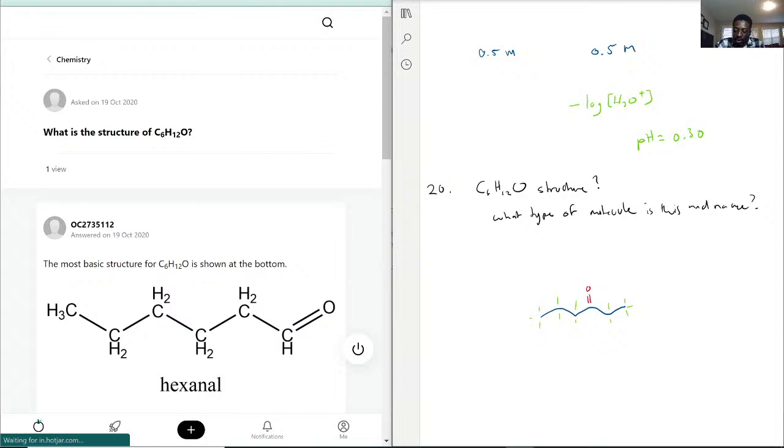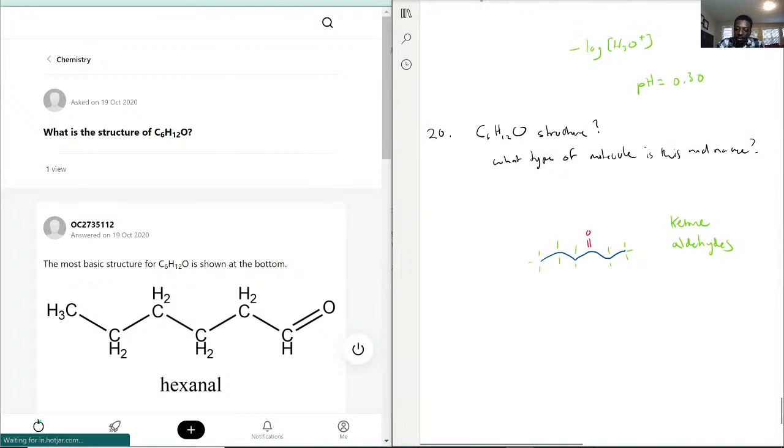Okay, and you count, all the greens are hydrogens, right? 1, 2, 3, 4, 5, 6, 7, 8, 9, 10, 11, 12. So this also is C6H12O, okay? And this is an example of, I guess, structural isomers, because we can either get ketones or aldehydes.